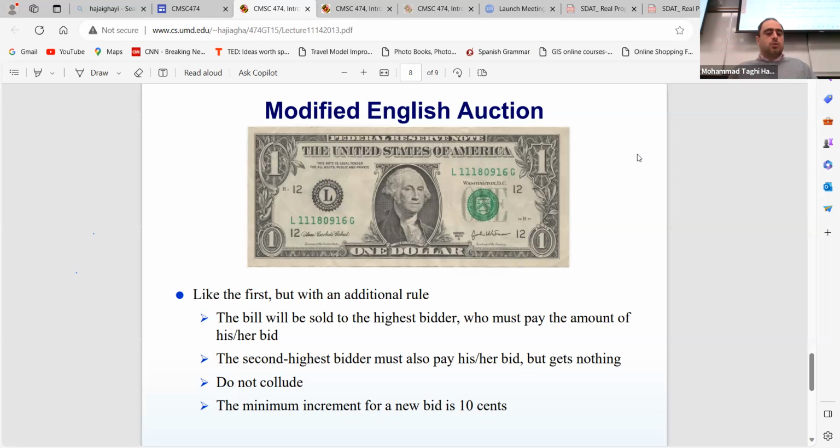There is, do not collude, and the minimum increment for the new bid is 10 cents. So the only difference essentially is this new rule that I have. This is the additional rule: the second highest bidder must pay his or her bid, but gets nothing. That's the difference between these two auctions.